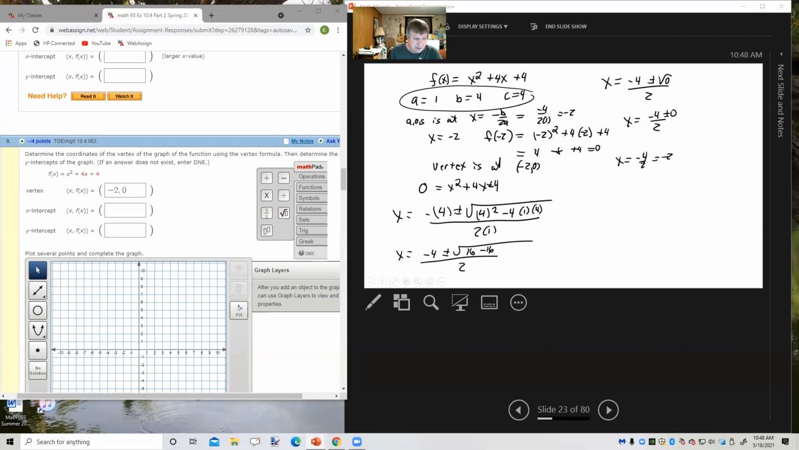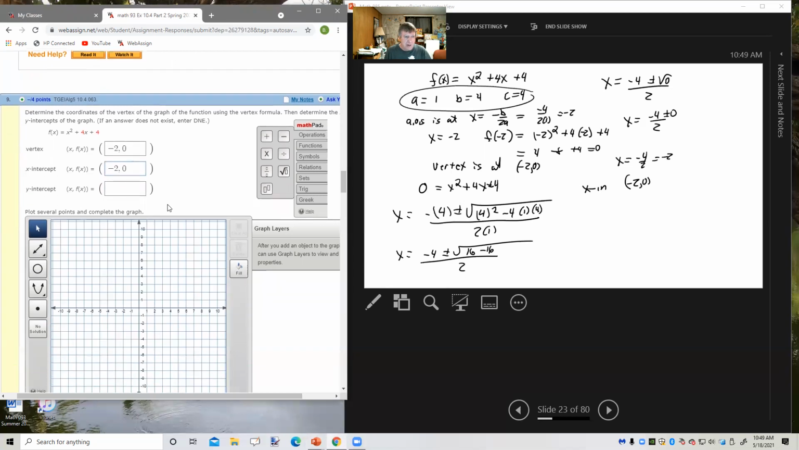So the x-intercept, we set y equal to 0. So the x-intercept is at negative 2, comma, 0. So in this case, it looks like the vertex is also the x-intercept. Negative 2, comma, 0. Notice we only got one x-intercept too, all right? The y-intercept, to find the y-intercept, what do you do? You set x equal to 0.